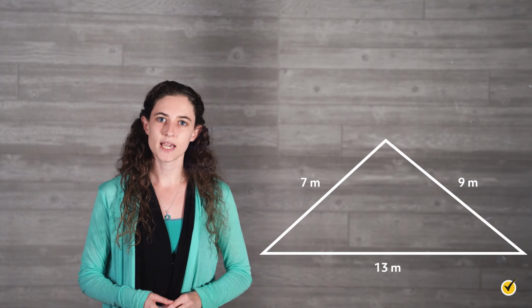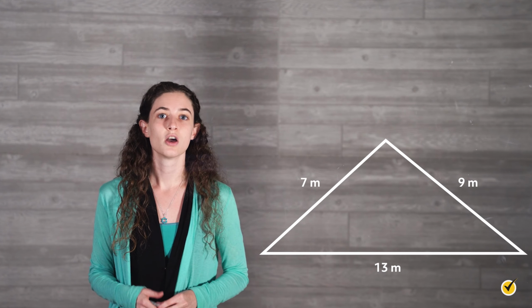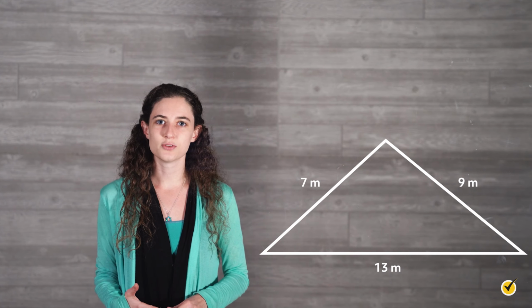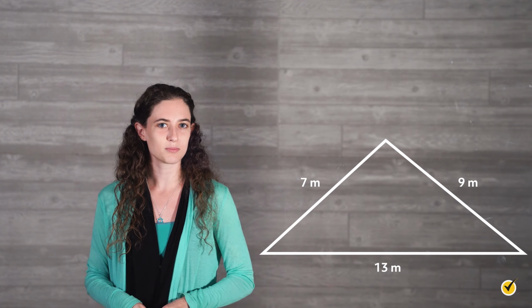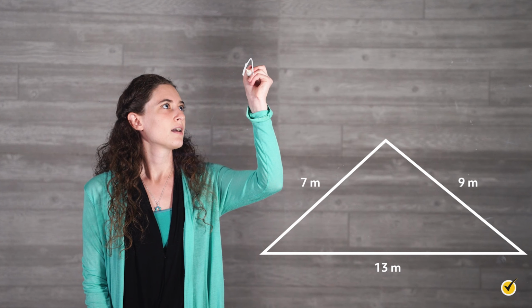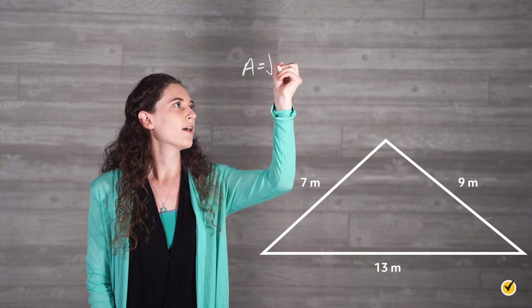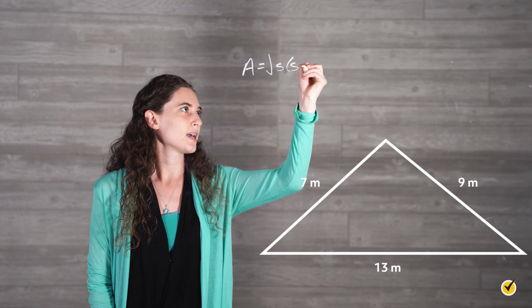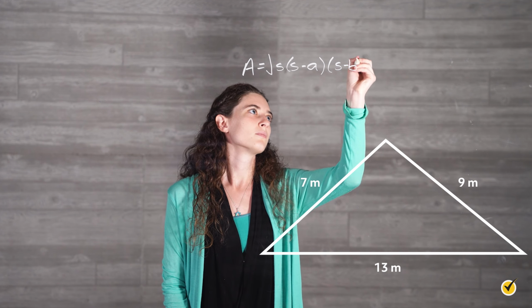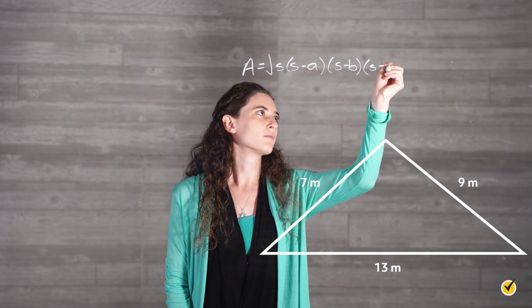Let's try a couple of examples using this formula. What is the area of this triangle? The first thing we want to do is write out our formula. I always recommend doing this because it helps you remember where to plug something in, and writing the formula out repeatedly will help you remember it. A equals the square root of S times S minus A times S minus B times S minus C.